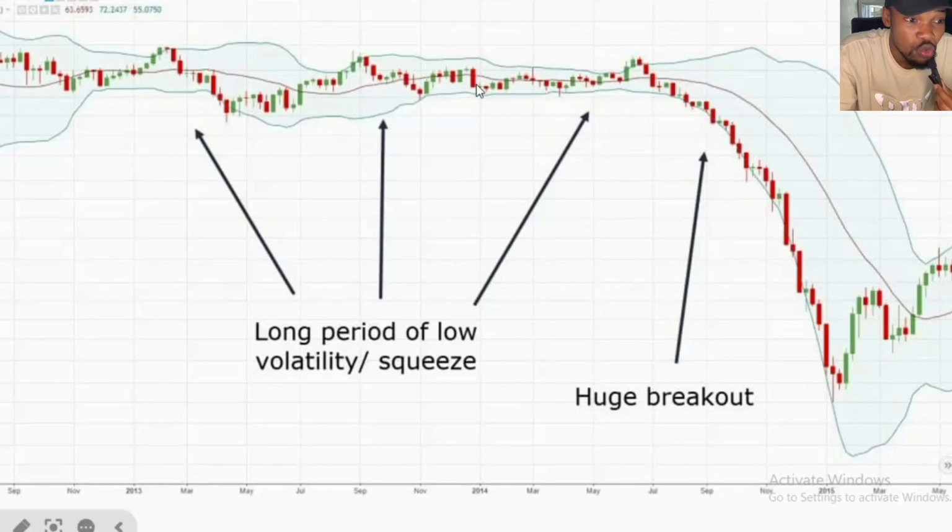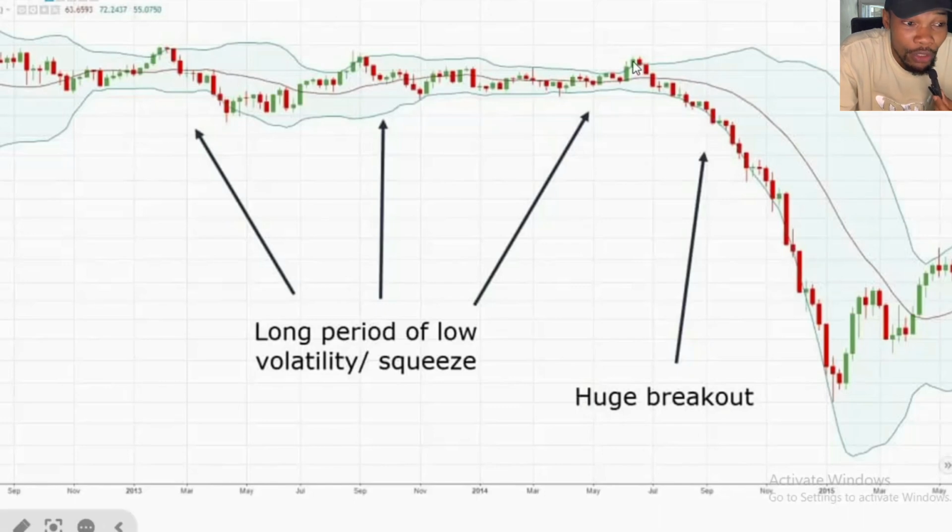There has been a long squeeze here. That is a long period of low volatility squeeze. Now, I told you that there is what they call a false signal. You would think it's about to break out, but it is not going to break out. All right.